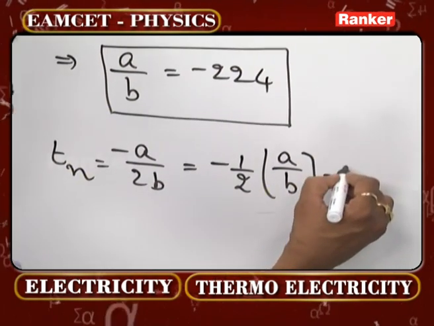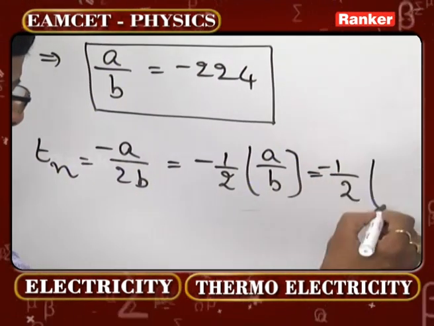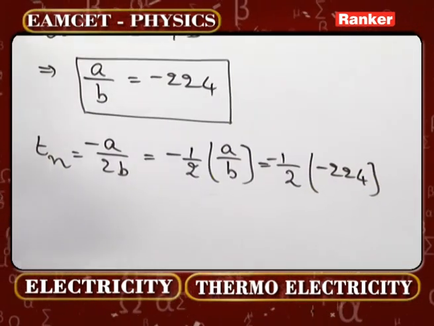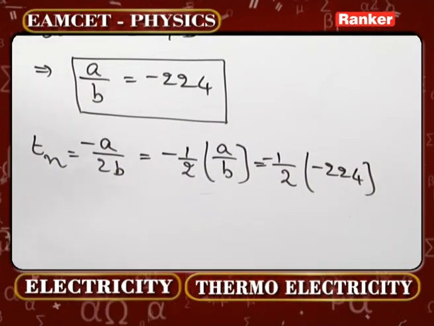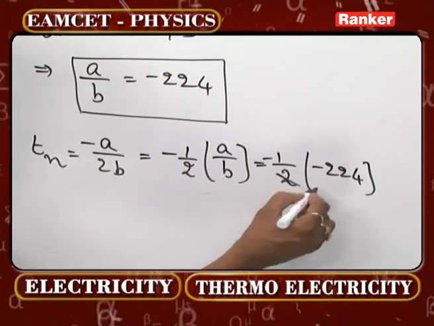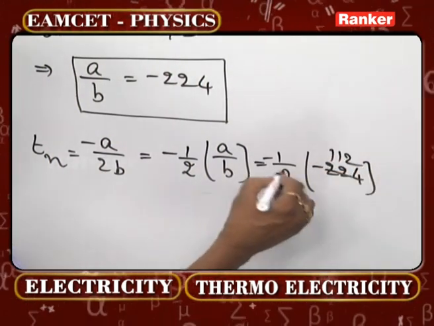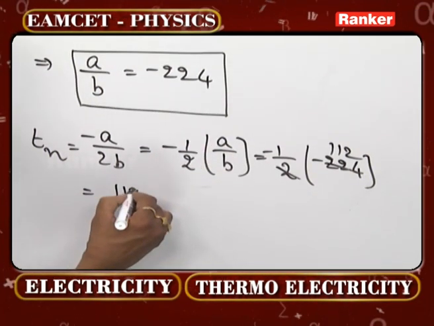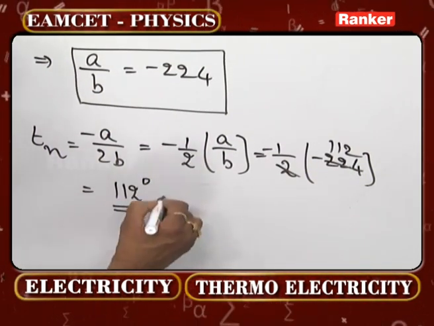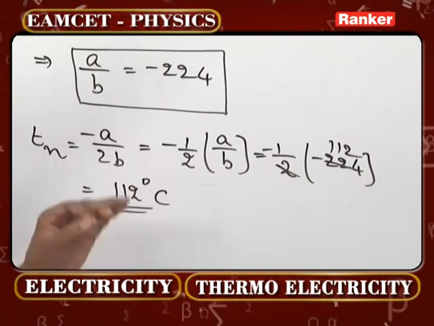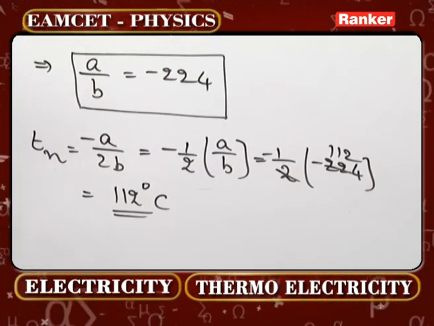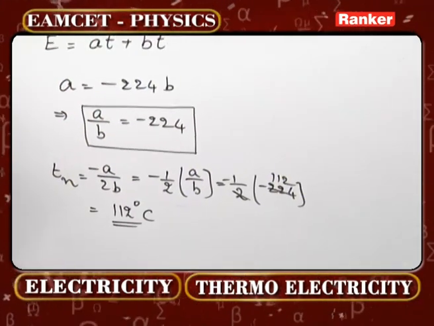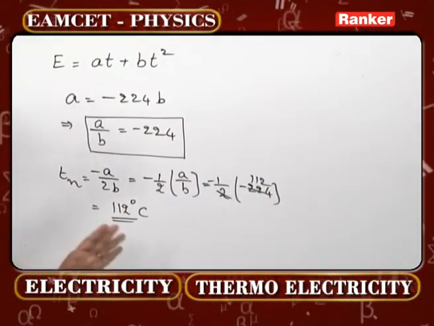Now, substitute the given value over there. Minus 1 by 2 into minus 224. So what are you going to get directly here? 2 cancels, 112, and minus of minus becomes plus. So 112 degrees is the neutral temperature for us. Out of all 4 options, in the third option, the first value itself is given that way. So the third option must be correct.